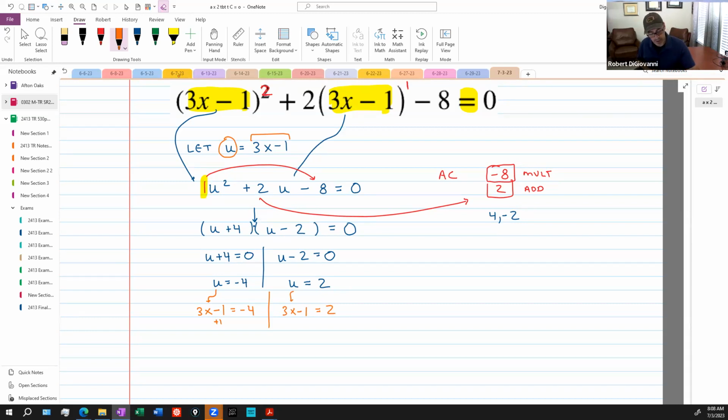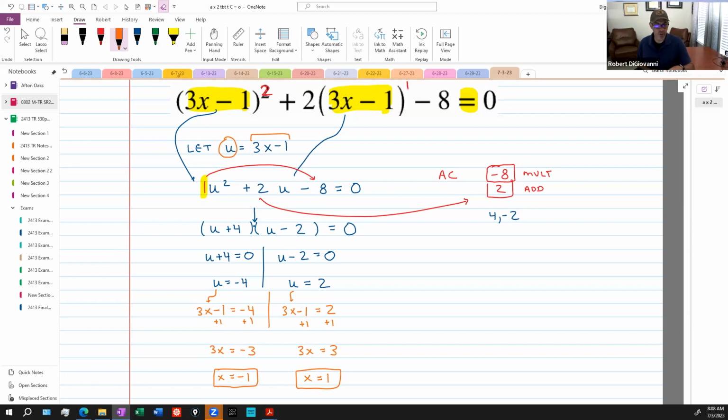So I'm going to add one. I'll get 3x equals negative 3, and then divide both sides by 3, and you should get negative 1. Then do the same thing on the other one, add 1 to both sides. You wind up with 3x equals 3, and divide by 3 again, and this time we get positive 1. So those are our two solutions.